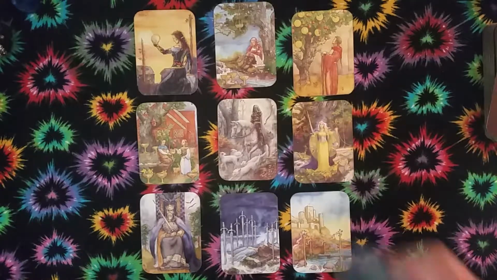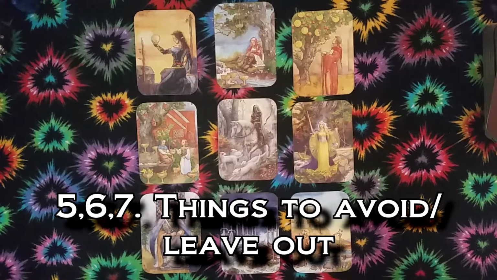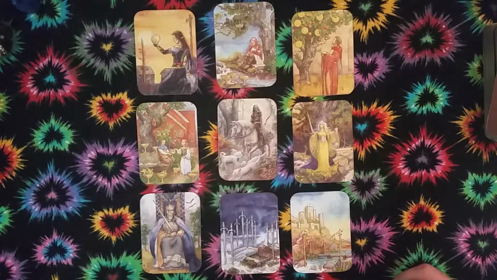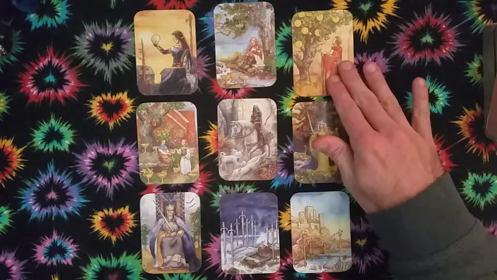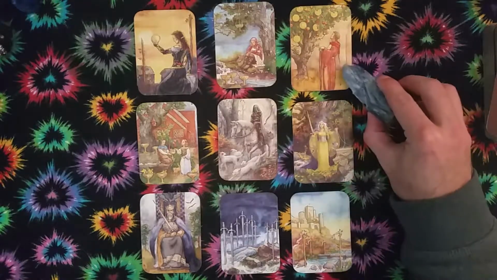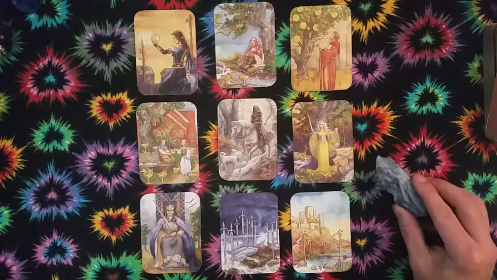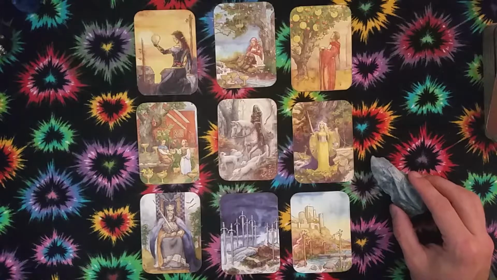5, 6, and 7 here are things to avoid or leave out of this speech. So, okay, things that we want to avoid. And the first one here is the Seven of Pentacles. And the Seven of Pentacles is about physical rewards from, you know, a job well done, working hard and finally seeing some benefits of that financially or, you know, in physical form.